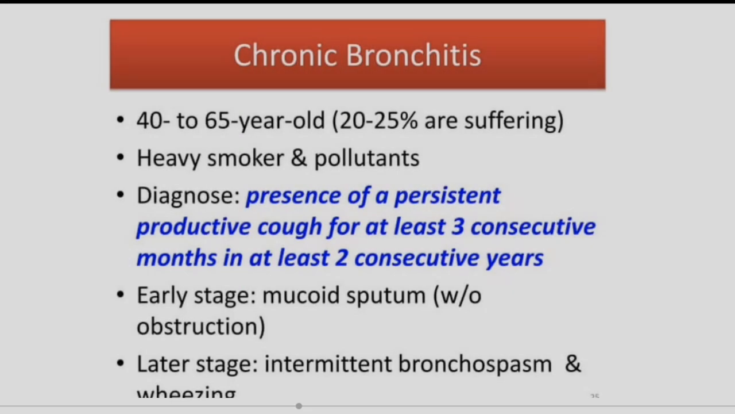So here we go. Chronic bronchitis. Chronic bronchitis is common in people aged 40 to 65 years, heavy smokers or those exposed to pollutants. Diagnosis: presence of a persistent productive cough for at least 3 months in 2 consecutive years. So this is a very good diagnostic parameter. Early stage has mucoid sputum, and later stage has intermittent bronchospasm and wheezing.